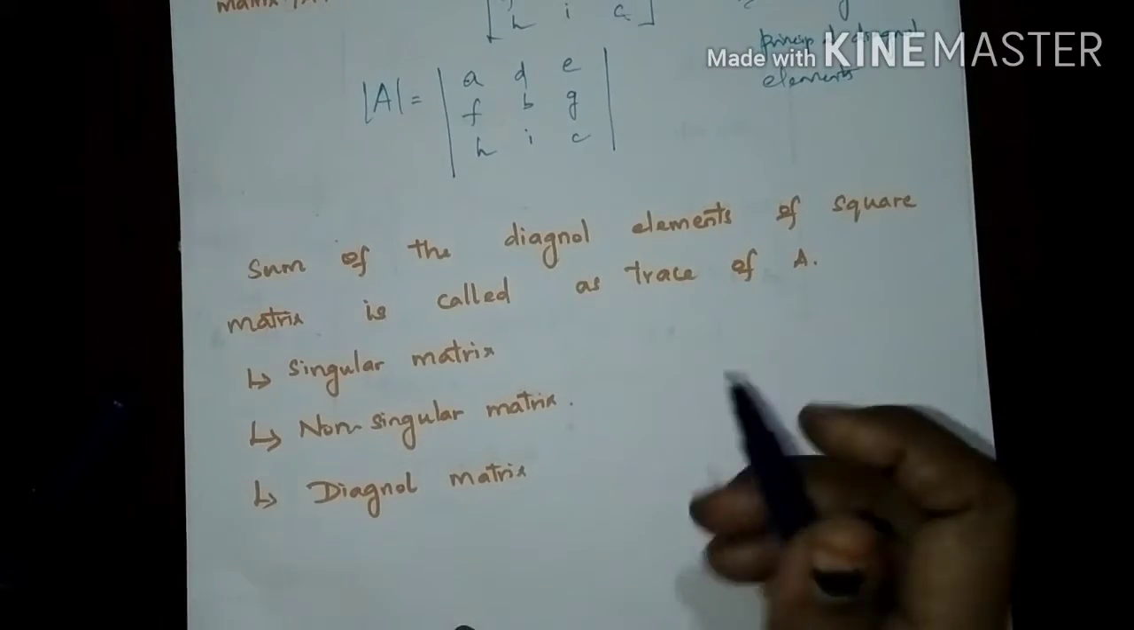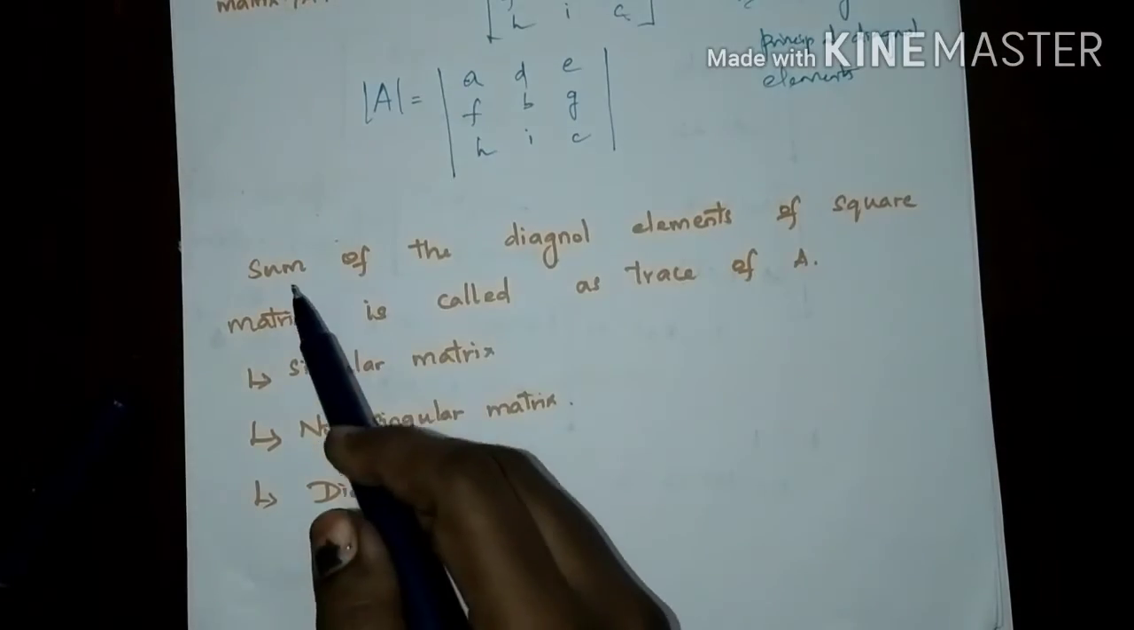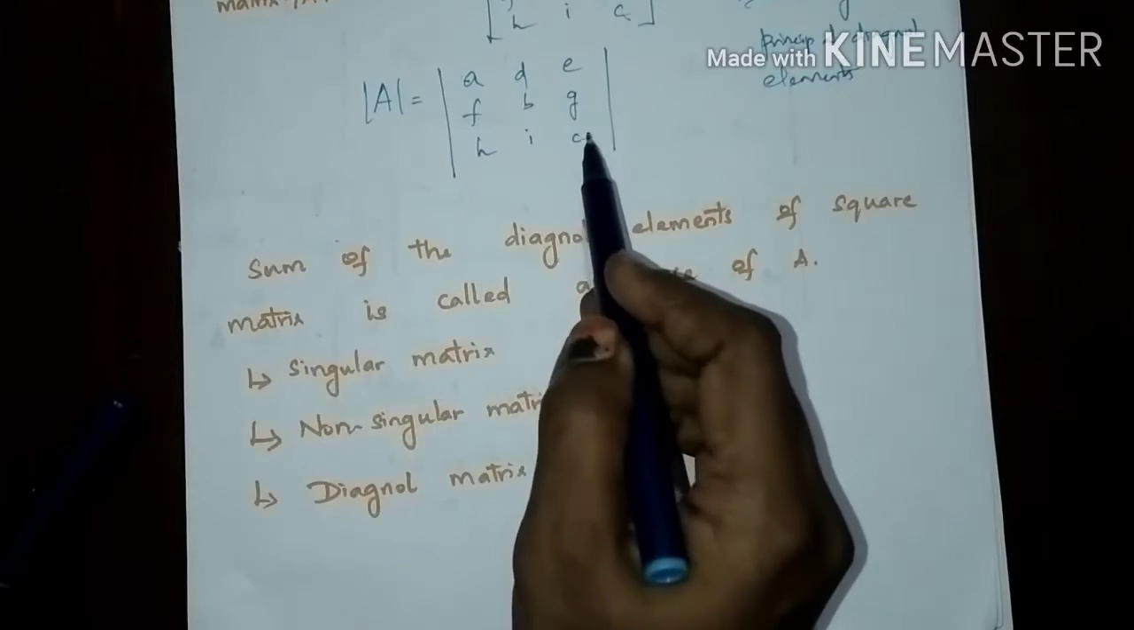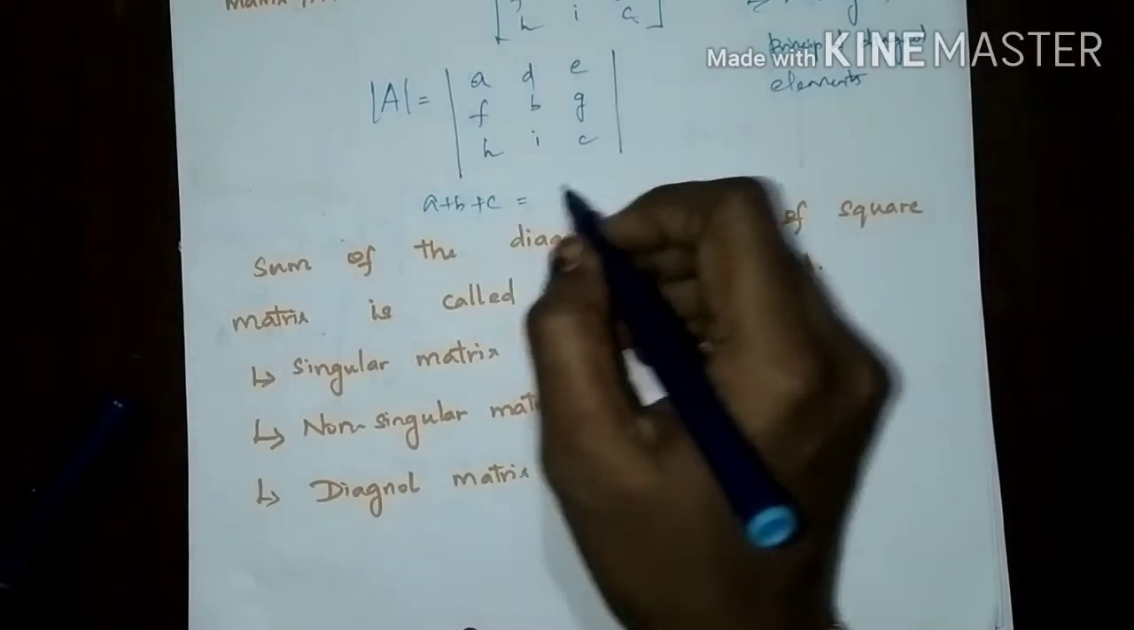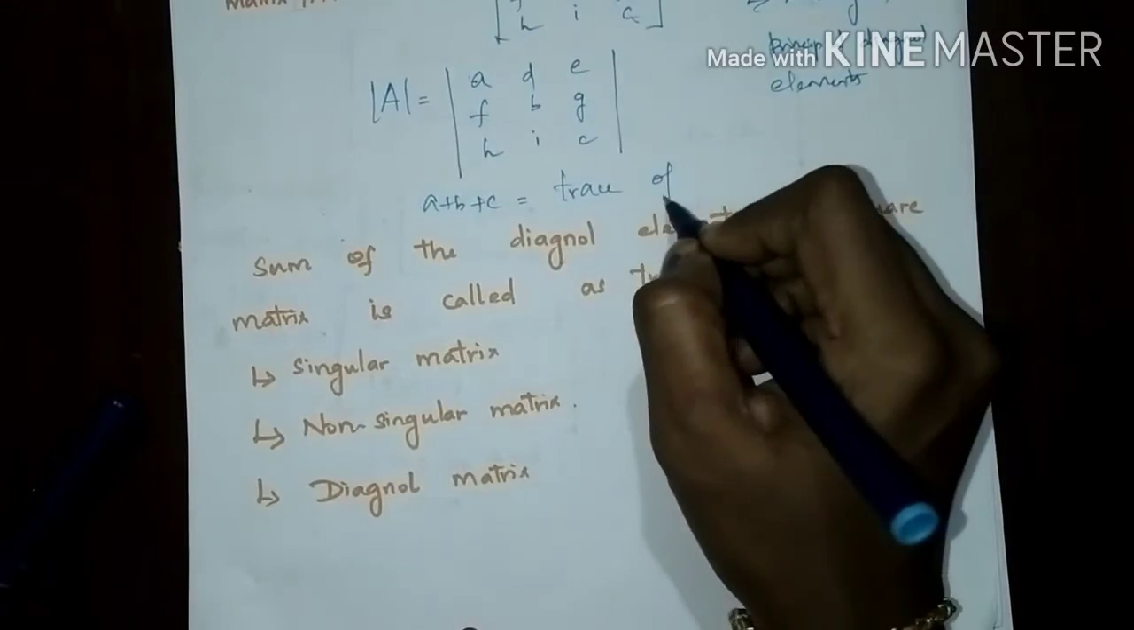And there is one more special property in a square matrix: the sum of the diagonal elements is termed the trace of a matrix. If you sum the diagonal elements in the matrix, it gives the trace of the matrix.